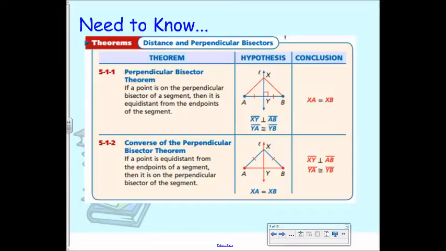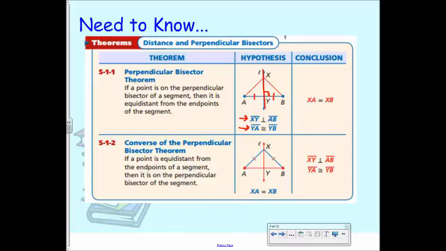Perpendicular bisector theorem 5.1.1 says if a point is on the perpendicular bisector of a segment, then it is equidistant from the endpoints of the segment. Take a look at this figure right here. Remember, XY is a perpendicular bisector if it goes through a line and cuts it in half. That's what bisect means. And it also meets it at a right angle. So we would say XY is a perpendicular bisector here because it's perpendicular to AB, and it also cuts AB into two congruent sides. So AY is congruent to YB, which means XY is a perpendicular bisector.